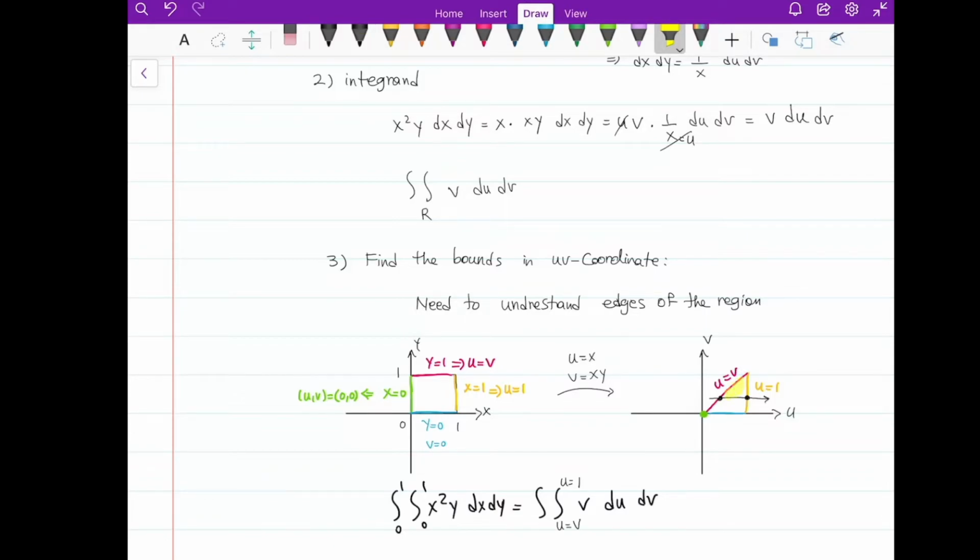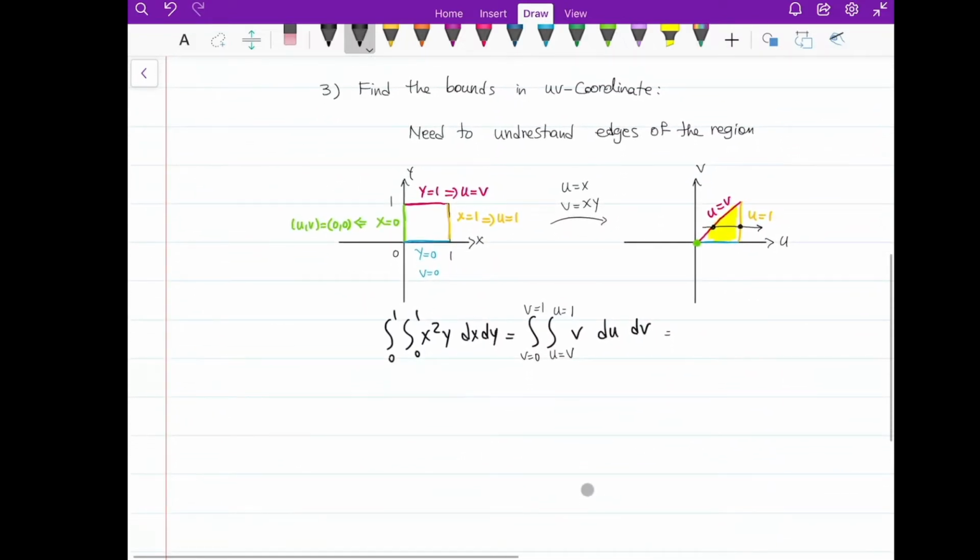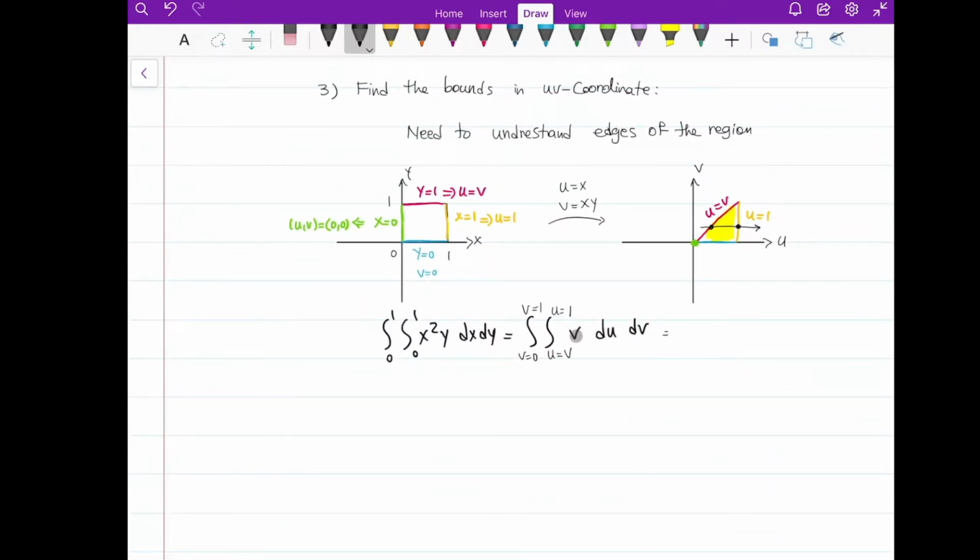Let me say that this is the whole region R. Okay, so v would go from 0 to v equals 1. Now let's solve this one. When I'm taking the inner integral with respect to u, v is just a constant. So I'm going to write the outer integral, then it would be v u, and u is from v to 1, dv.